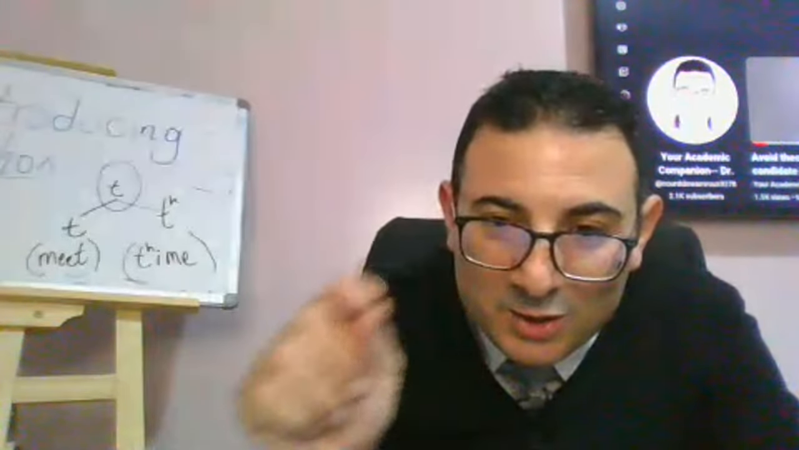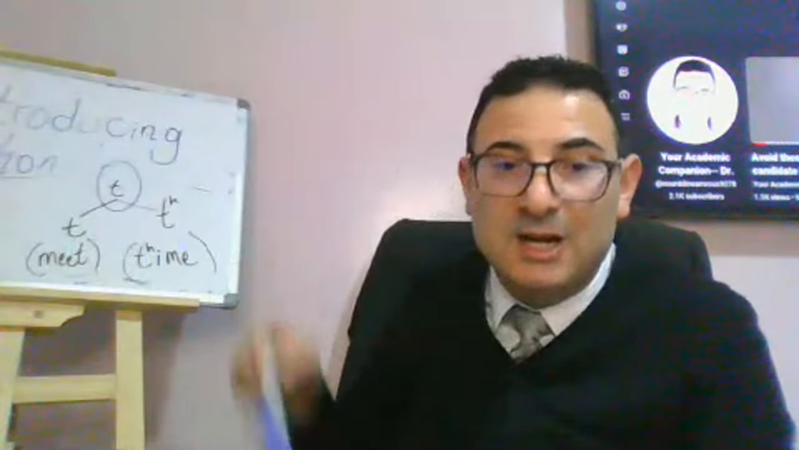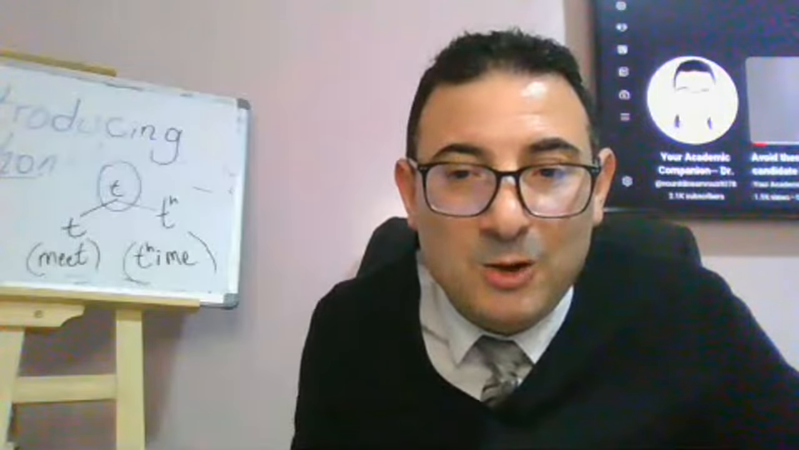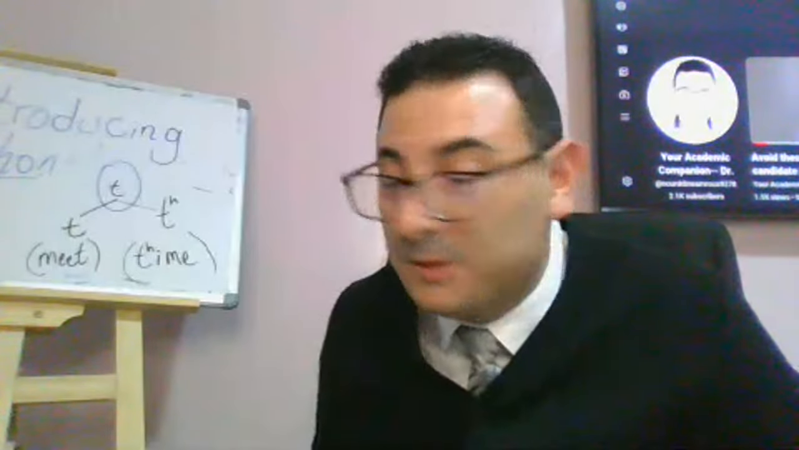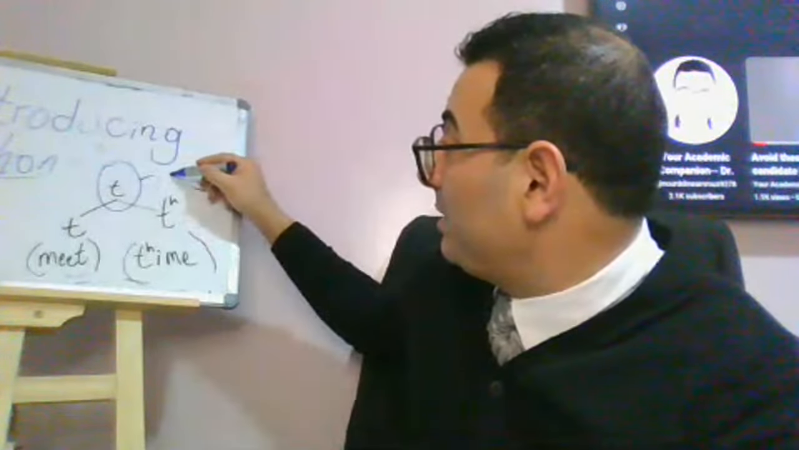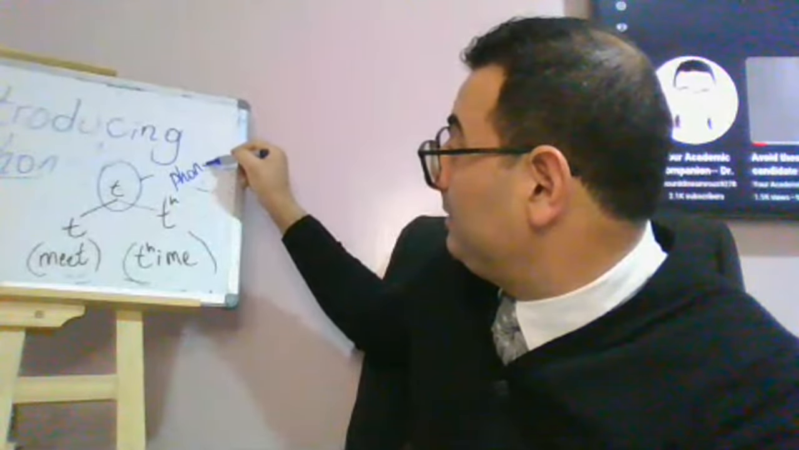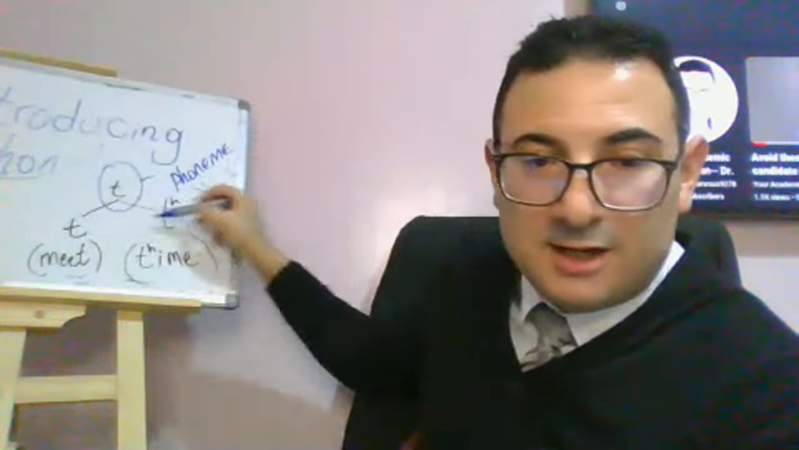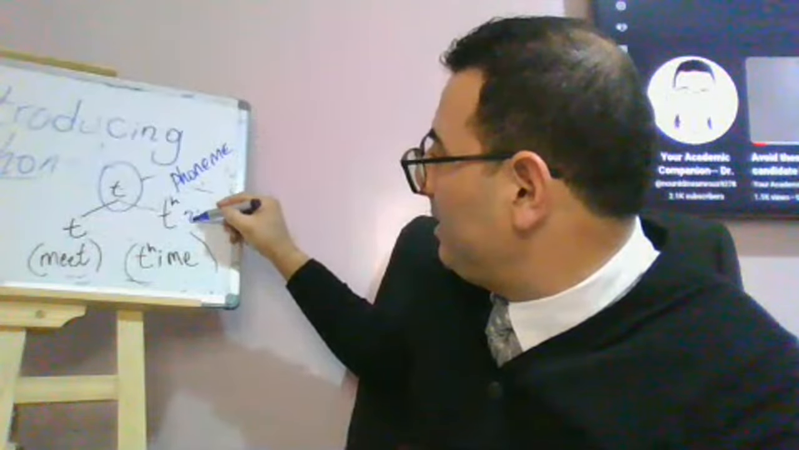We call these versions, these small versions like this one and this one, we refer to them as an allophone. An allophone. So this is a phoneme, and these are called allophones.